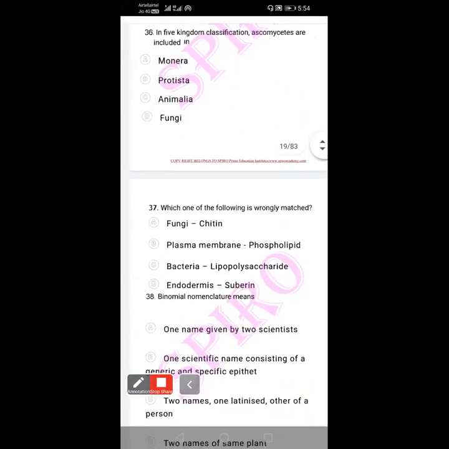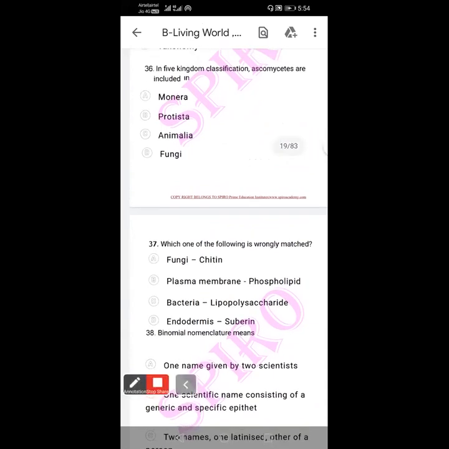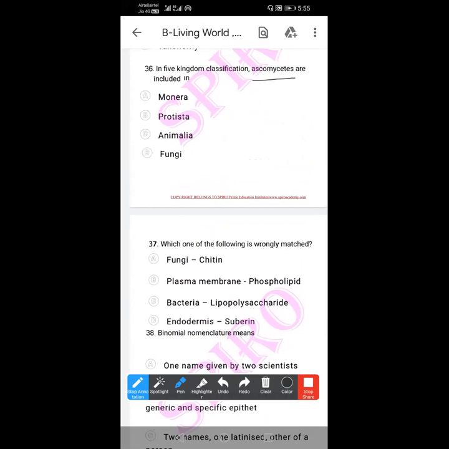Question number 36. In five kingdom classification, ascomycetes are included in? Ascomycetes belong to the kingdom Mycota. That is, it is not a bacteria, it is not a protista, it is not an animalia, it belongs to the group of fungi. So the correct option here is option D.